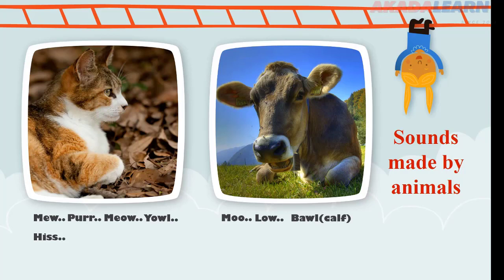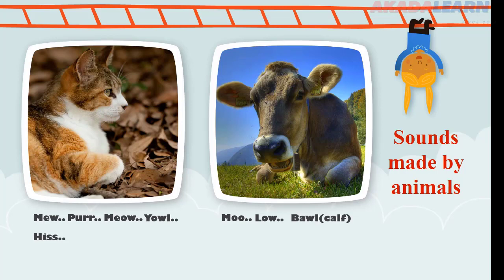Mew. The next sound we'll be looking at is the purr, which sounds something like this. The next sound we're looking at is a meow. Meow. The next one is a yowl, which is a sound a cat usually makes when it's very angry, and it sounds something like this. And lastly, we're looking at the hiss, which sounds something like this. It's a sound a cat makes when it's either angry or is trying to scare or intimidate.